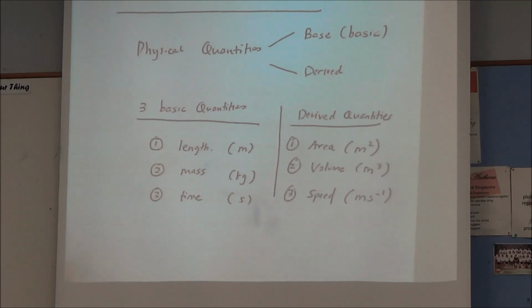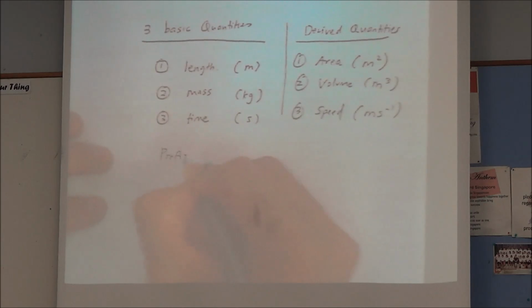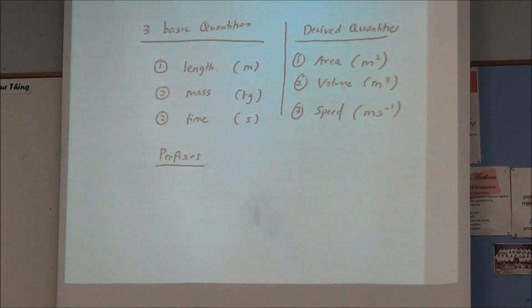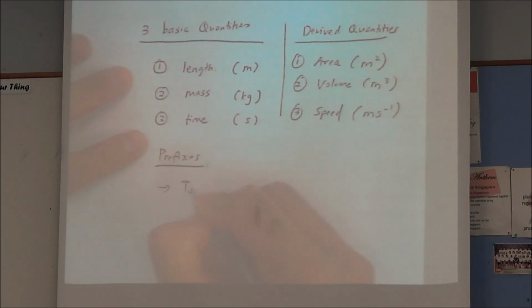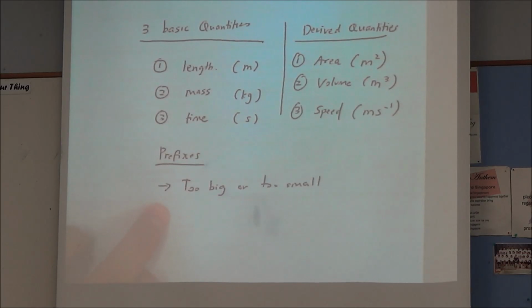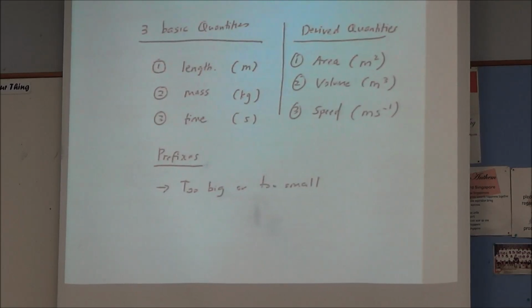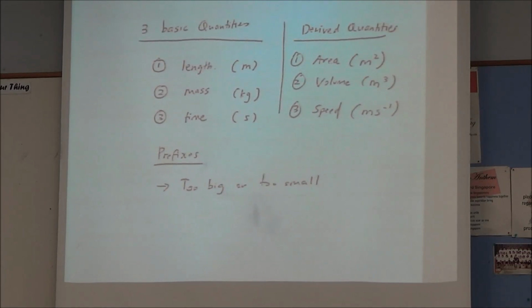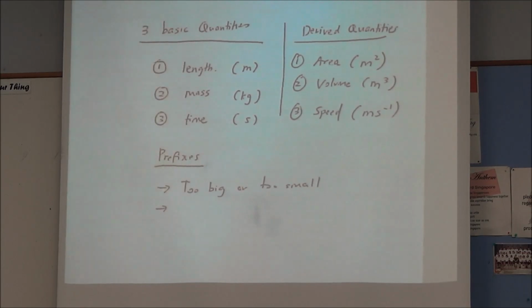Now, the next thing is called prefixes. Prefixes are used because things are either too big or too small. For example, how big is Earth? Are you going to measure in mm? Very big. Even in meter is very big. So we use prefixes to represent things that are too big in magnitude.